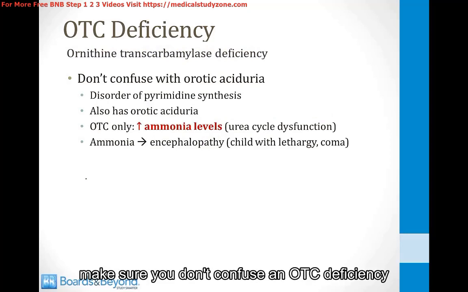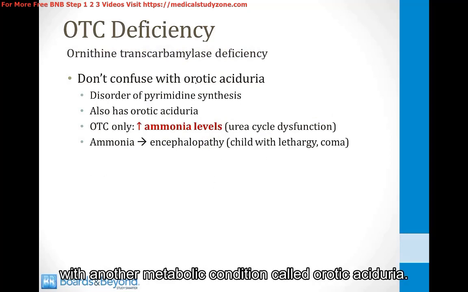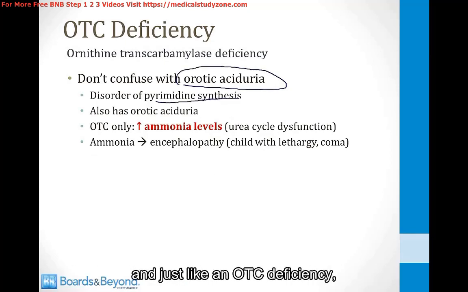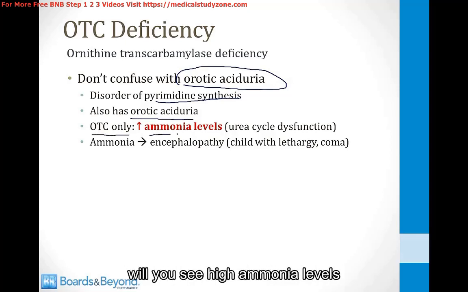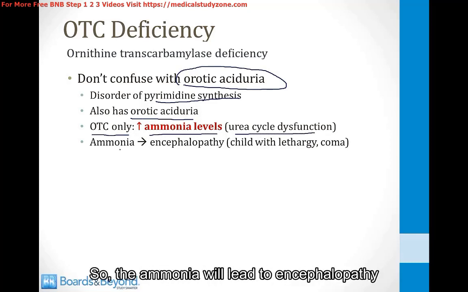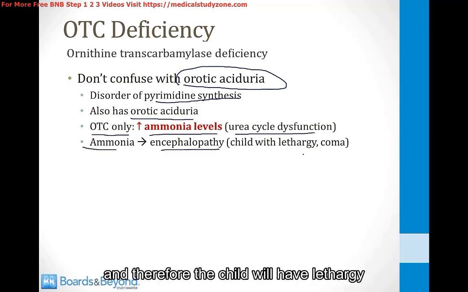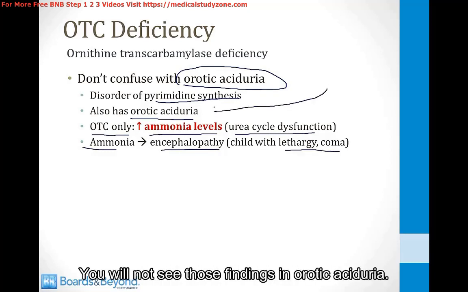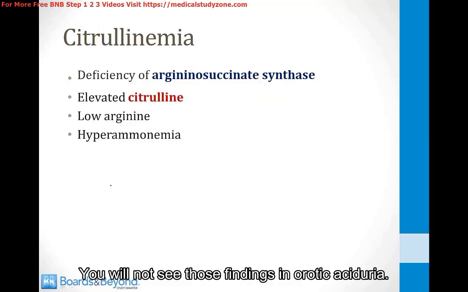For your board exams, make sure you don't confuse an OTC deficiency with another metabolic condition called orotic aciduria. Orotic aciduria is a disorder of pyrimidine synthesis, and just like an OTC deficiency, babies with orotic aciduria also have high levels of orotic acid. However, only in an OTC deficiency will you see high ammonia levels, because an OTC deficiency involves the urea cycle. So the ammonia will lead to encephalopathy, and therefore the child will have lethargy and coma in an OTC deficiency. You will not see those findings in orotic aciduria.